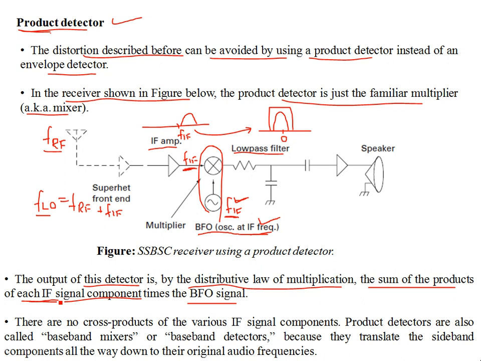So it is the sum of all those products, right? So the sum of the products of each IF signal component times the BFO signal. So that's the output of the multiplier, right? And that's what the product detector is.